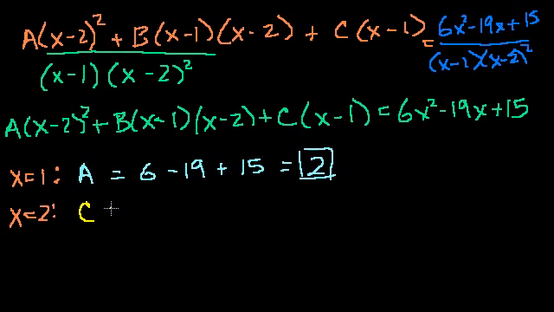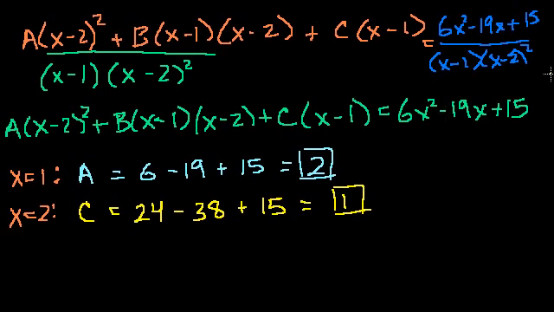So c is equal to 6 times 4, right? 2 squared. So it's 24 minus 38, 19 times 2, plus 15. Let's see, 24 plus 15 is 39, minus 38. That is equal to 1. We're in the home stretch.